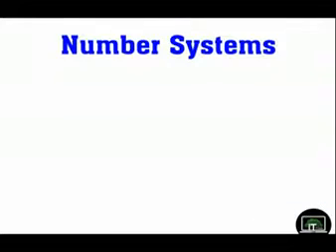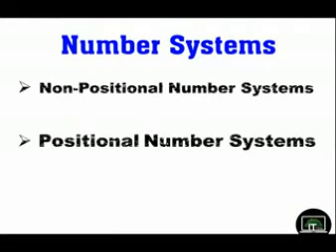Okay, now we look at number systems. If you look at number systems, there are two types. The first one is called non-positional number systems. The second one is called positional number systems. There are two types of number systems: non-positional number systems and positional number systems.